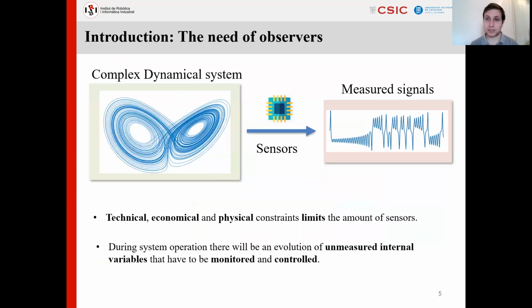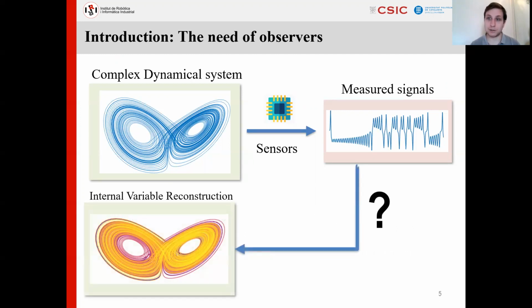In order to develop these algorithms, a crucial limitation is that the technical, economical, and physical constraints limit the amount of sensors that you can place in the system. Therefore, during the evolution of these systems, there will be an evolution of internal unmeasured states that have to be monitored and controlled to guarantee this security, stability, and reliability. In order to develop these monitor and control algorithms, it is crucial to deploy an auxiliary algorithm that estimates these internal unmeasured variables from the measured signals.